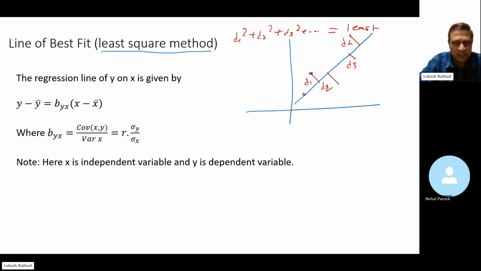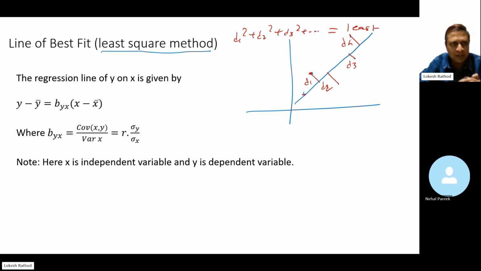Now, obviously, manually doing this is almost impossible. So we have a formula for this. So let's assume the regression line of y on x is given by y minus y bar is b_yx times x minus x bar. It's a line only. So here b_yx is what? Slope of this line, right? What is x bar, y bar? X bar, y bar is the mean.